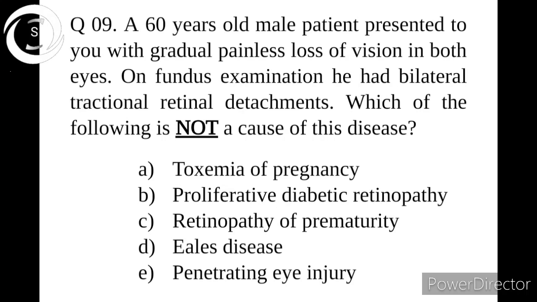Now, a 60-year-old male patient presented with gradual painless loss of vision in both eyes, and on fundus, bilateral tractional retinal detachments. Which of the following is not a cause of this? Tractional retinal detachment can occur in proliferative diabetic retinopathy, retinopathy of prematurity, penetrating trauma, Eales disease, but toxemia of pregnancy is one of the causes of exudative or serous retinal detachment. So the answer to question 9 is A, toxemia of pregnancy.